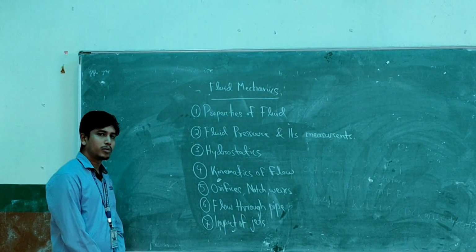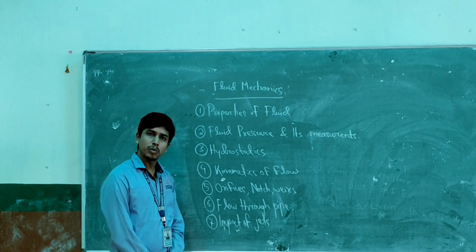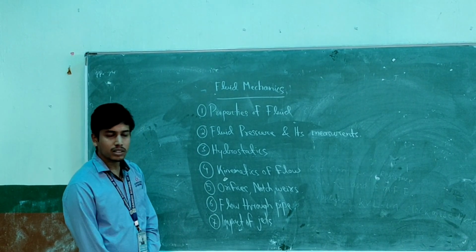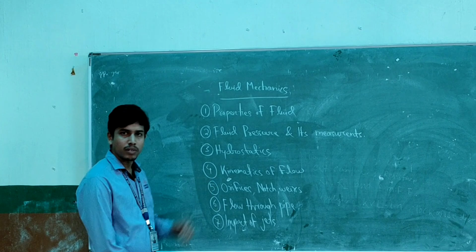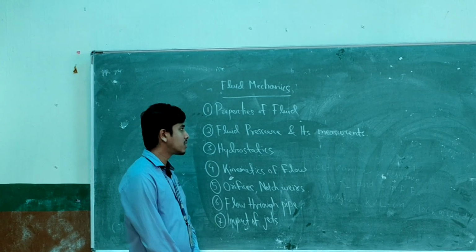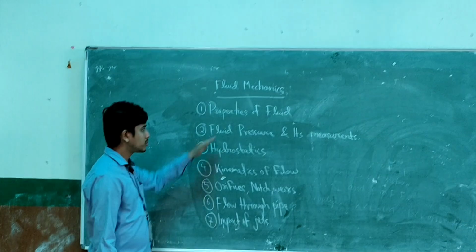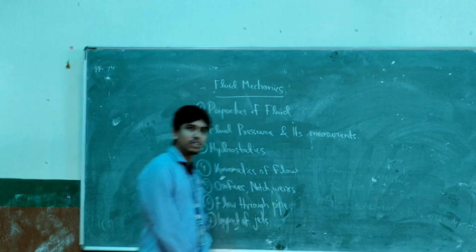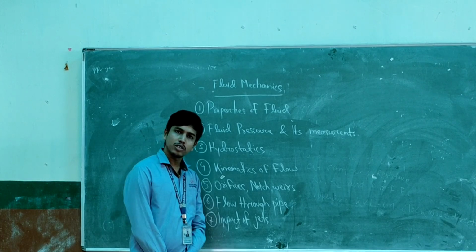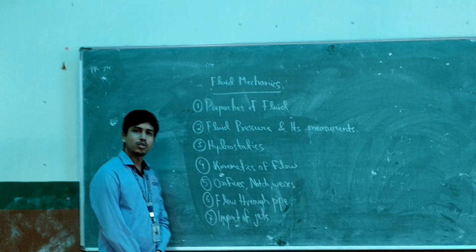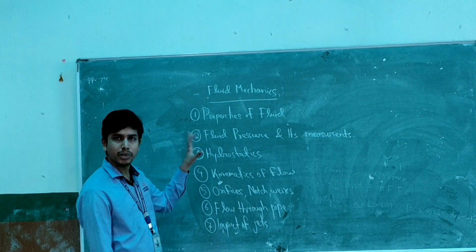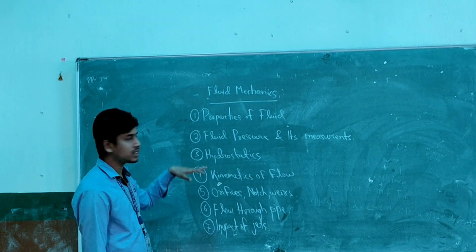Then in the second chapter, fluid pressure and measurement, we will study what fluid pressure is. There are many types of pressure: absolute pressure, gauge pressure, atmospheric pressure, and vacuum pressure. There is a graph, and we will understand which lines correspond to which pressure from this chapter. Then there are many measurement devices, the manometer and the mechanical gauge, and both are classified into many types. We will study some of these pressure measuring devices in this chapter.